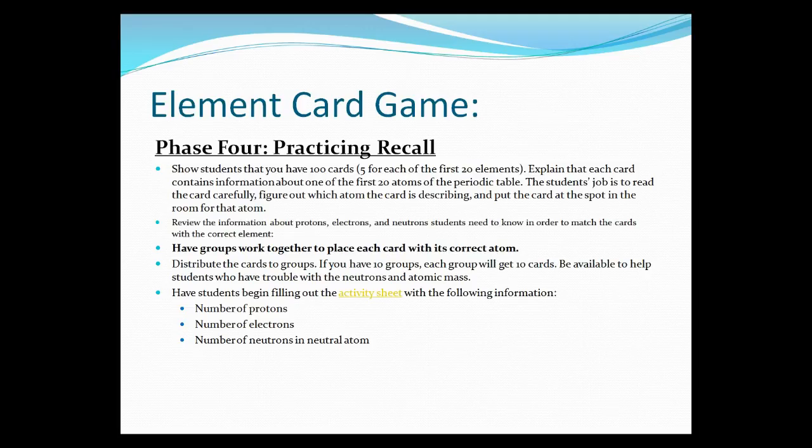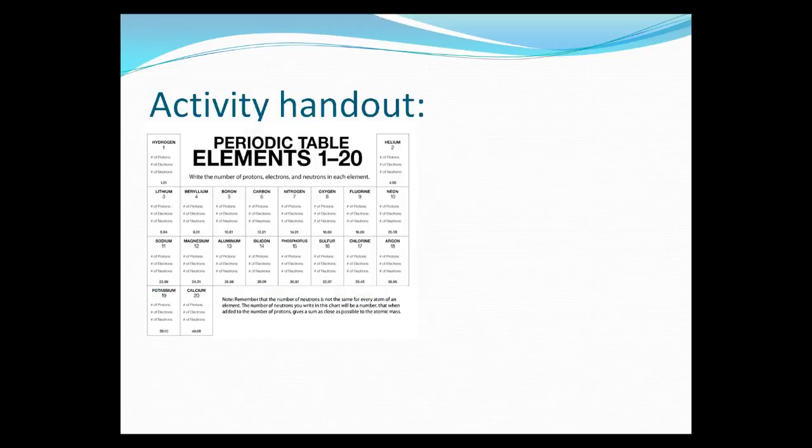In phase 4, practicing recall, the students will play an element card game. This is where those laminated cards come in handy. There are 5 for each of the first 20 elements. They will play like a card sort. They'll have clues of different information on the cards, and then they will need to fill in an activity sheet. And this is what the activity sheet looks like.